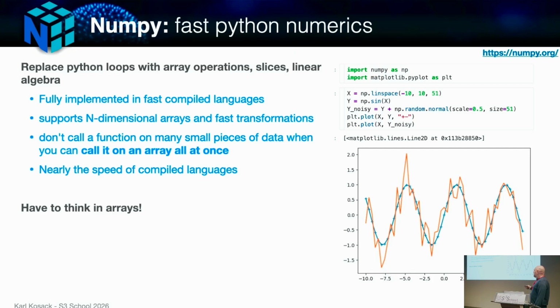NumPy, as I already mentioned, is implemented in a fast compiled language underneath. I don't know if it still is, but there used to be even some Fortran in there. Fortran is a very old language, but it's very high performance for numerical computation. Most of it's C, I think, and C++. And it supports operations on n-dimensional arrays, with very fast transformations and slicing and other things. It can be a bit complex. But the idea is you don't call a function on many small pieces of data. Instead, you invert your problem and have lots of data and call one function on the entire piece of data at once. And that gives you almost the same speed as compiled languages.